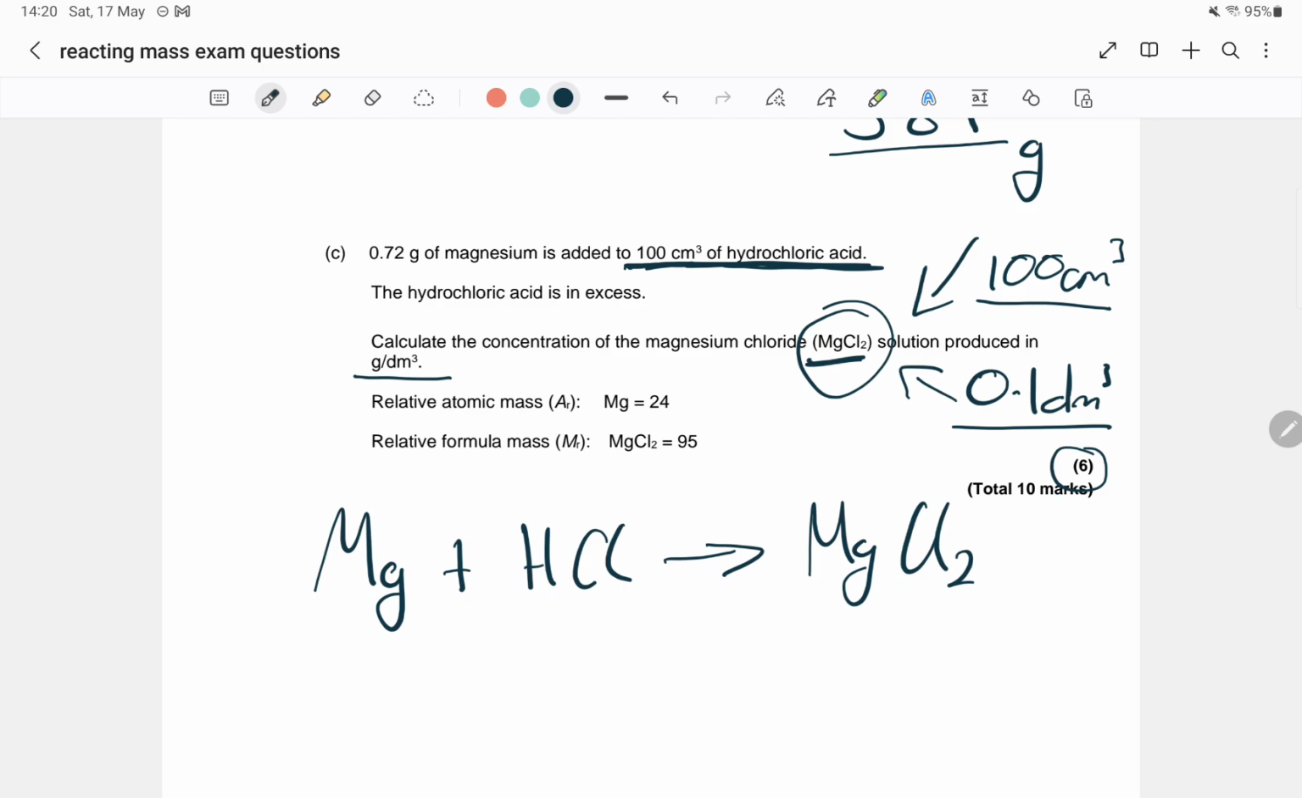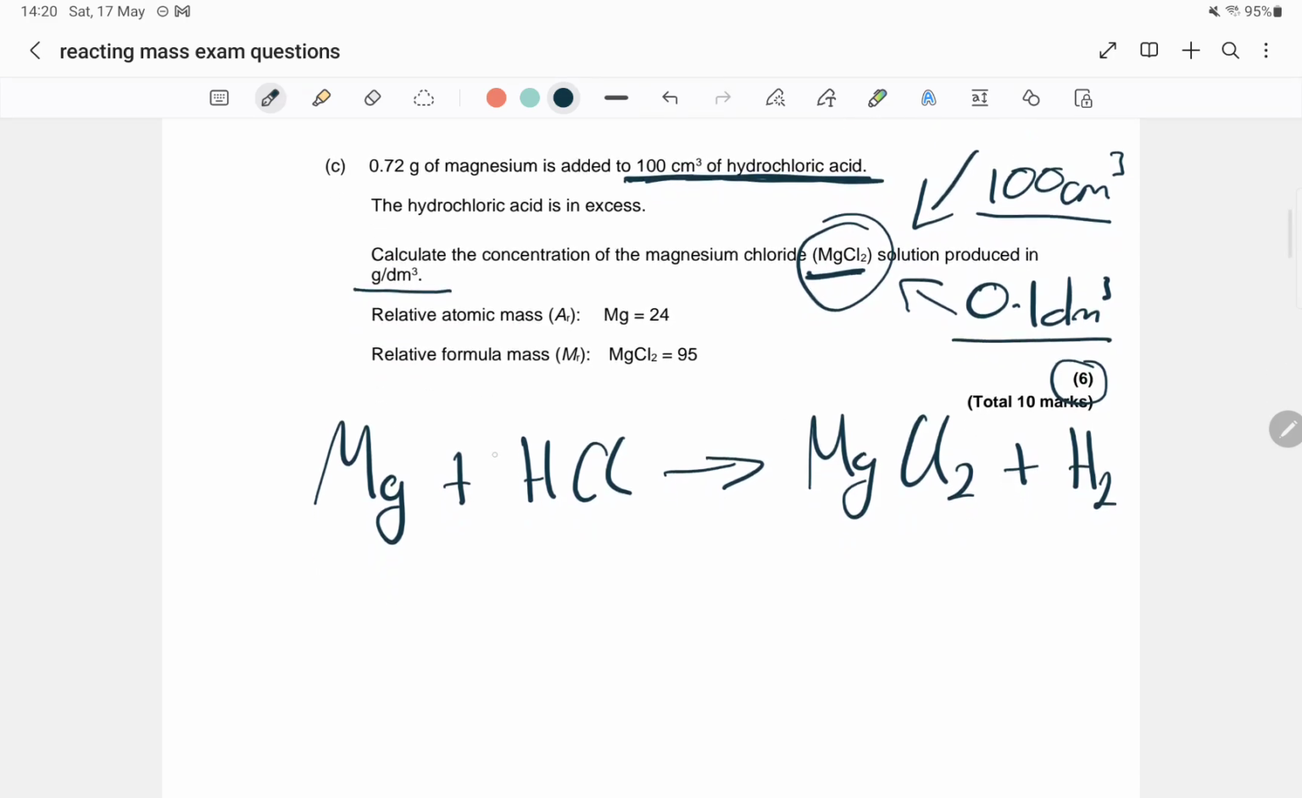MgCl2. Hopefully you remember, when you have a metal and an acid, you're going to make a metal chloride and hydrogen gas. One thing that you should all be screaming at is the fact this is not balanced. So I'm going to put a big 2 in front of the hydrochloric acid, and now it's balanced. Doesn't really make much difference to this if you forget to balance the equation. I don't think you would lose any marks, because they've told you that you've got too much acid than what you need anyway. So now I'm going to draw my table.